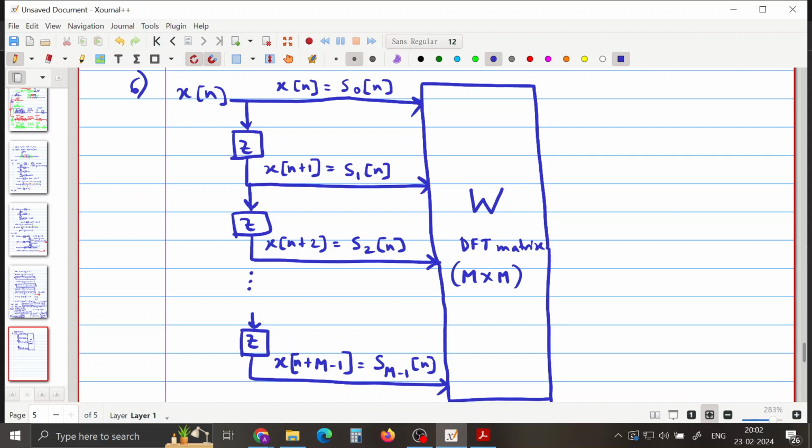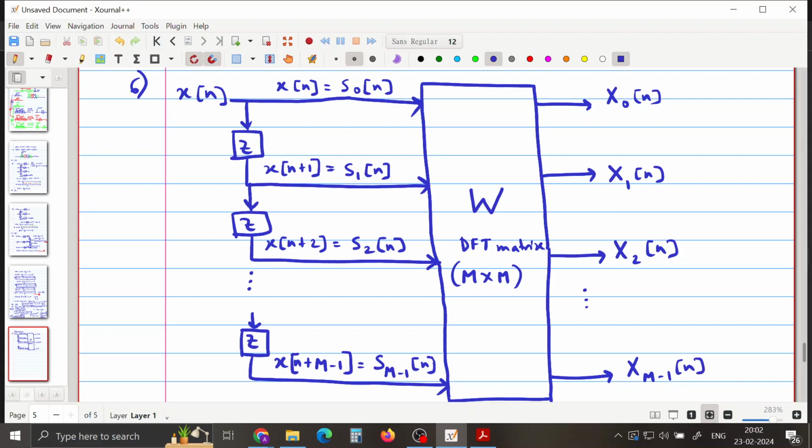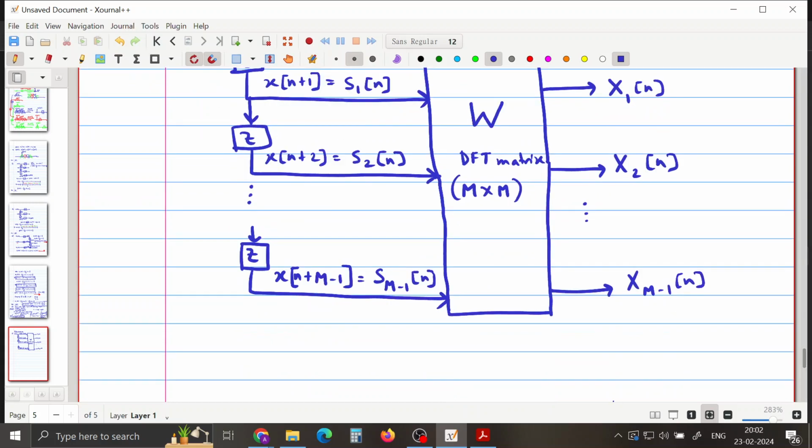And now the output, we have m branches: capital X0 of n, capital X1 of n, capital X2 of n, and so on all the way till capital X m minus 1 of n, right?